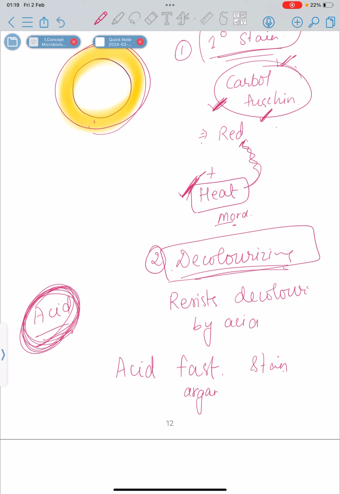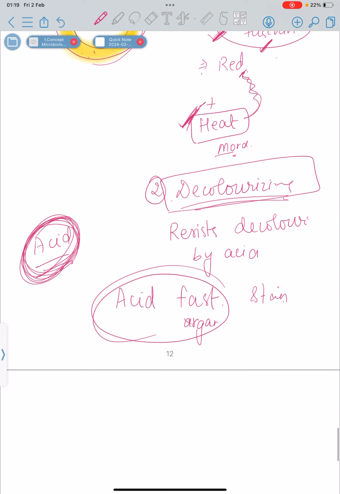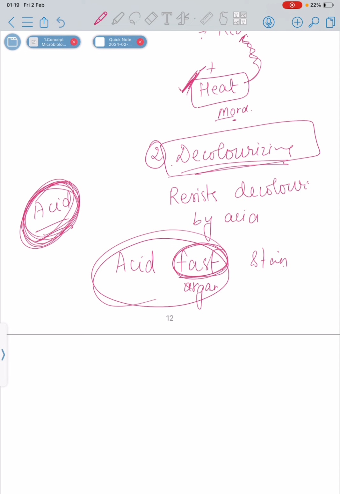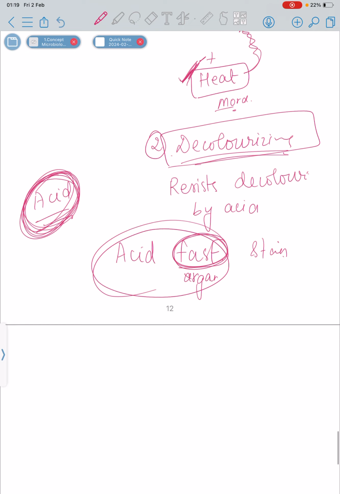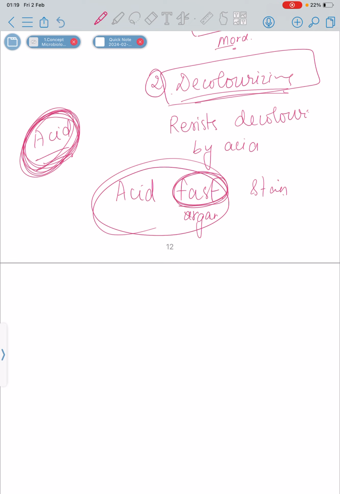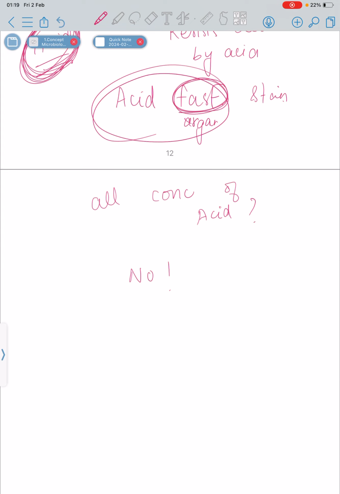Okay, why do we call them acid fast organisms? Because they resist. Fasting in a way is resisting. So in a way they resist the acid decolorization. Okay, but will they resist all concentrations of acid? No. They will resist up to 20% H2SO4, beyond which they will get decolorized. So up to 20% H2SO4 they resist.